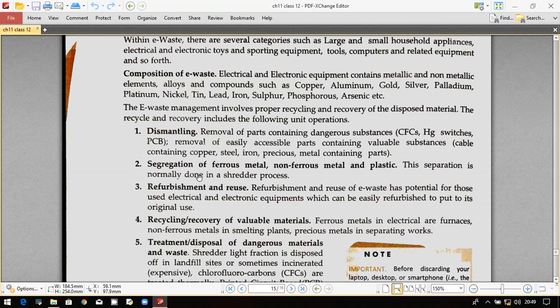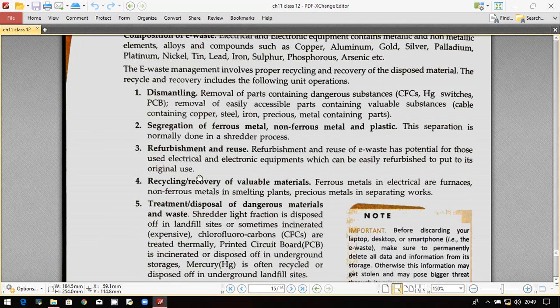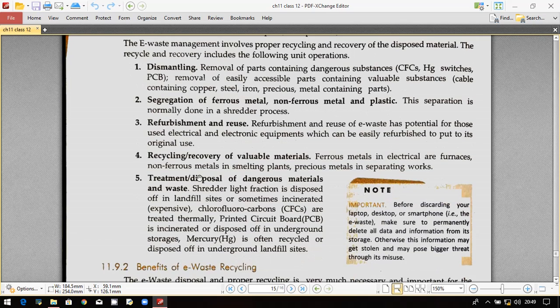Now there are refurbishment and reuse, recycling and recovery of valuable materials, and then treatment and disposal of dangerous materials and waste. In this, shredded light fraction is disposed of in landfill sites or sometimes incinerated. Chlorofluorocarbons: the process of incineration is expensive, so the government generally doesn't go for this process, but just disposes of in landfill sites far away from regular society. The chlorofluorocarbons are treated thermally, and printed circuit boards (PCBs) are incinerated or disposed of in underground storages. Mercury is often recycled or disposed of in underground landfill sites.